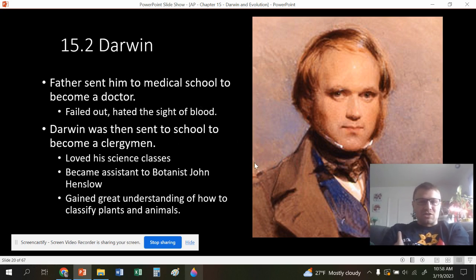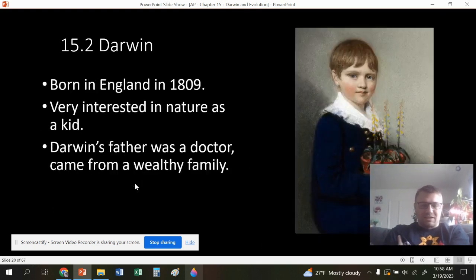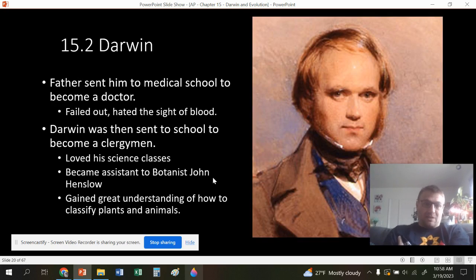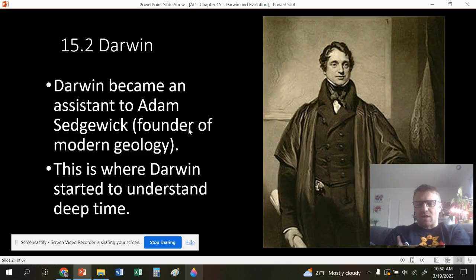So then he went back, and Darwin was just not working and didn't really have a goal in life. And so his dad sent him to be a clergyman. He did eventually make it through the clergyman classes, but he didn't obviously become a clergyman. He loved his science classes, and he worked with a botanist called John Henslow. This is where he really started to find his love of identifying plants and animals and species, and got a better understanding of how to do so.